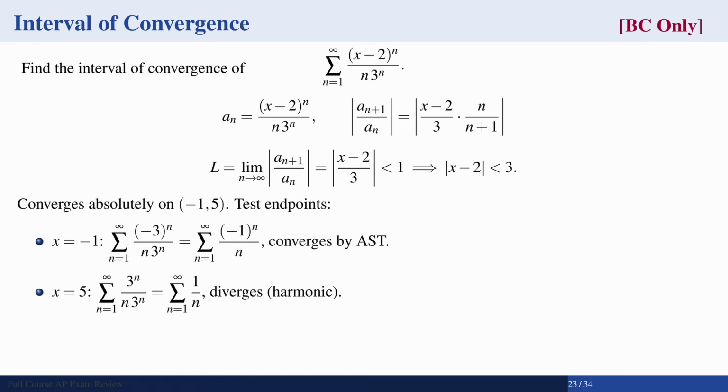Now you need to test the endpoints because the ratio test was inconclusive at each endpoint. You take -1, you sub it in, you get (-3)^n over 3^n, which is just (-1)^n. So we have (-1)^n over n. That definitely converges by the alternating series test. Then we take the other endpoint, 5, we sub it in, we get 5 minus 2 is 3, so 3^n over 3^n, that's 1. So we get 1 over n, which is the harmonic series and diverges. So the last thing we want to do is just write down our interval of convergence. We converge at -1, so it's included, and we diverge at 5, so it is excluded.